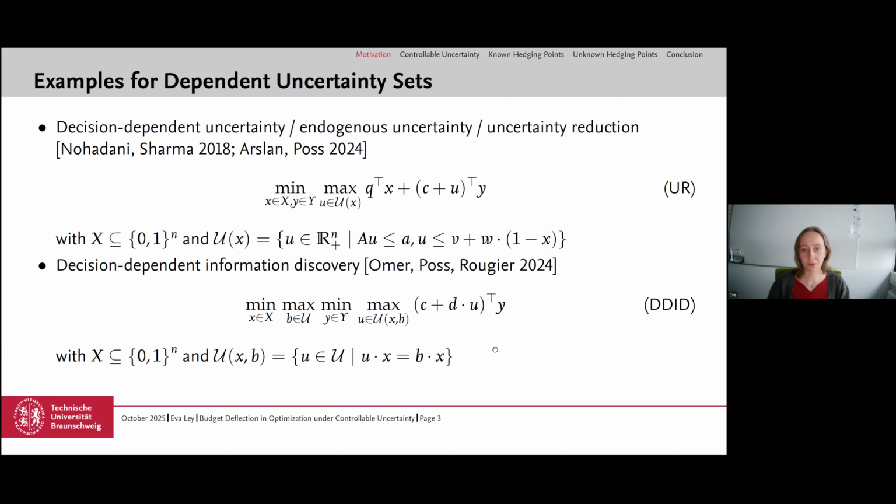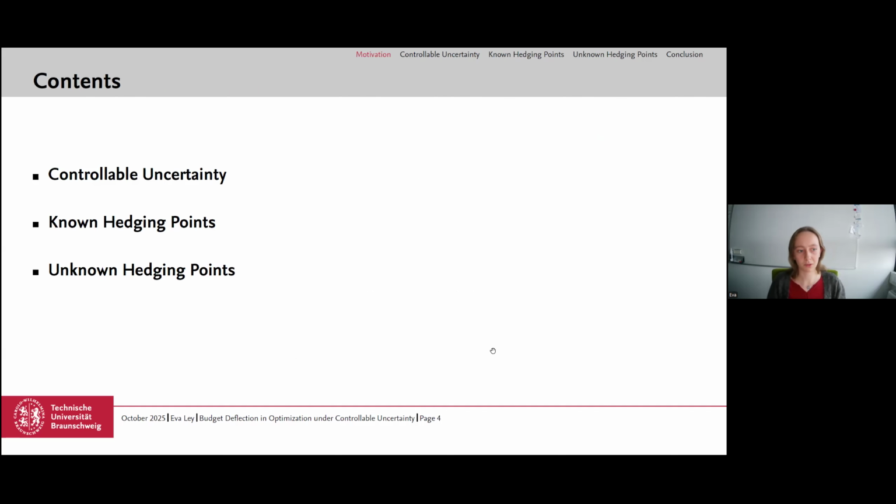Now, what I want to do in the following is first introduce some kind of decision-dependent uncertainty set, controllable uncertainty, where we really can control these uncertain intervals. So we really want to reduce them element-wise. At most, such a reduction can lead to the interval containing only a single point that we will call hatching point. Later on, I will look at two different settings, one where these hatching points are known, where they are parameters of the problem, and a second one where they are unknown.